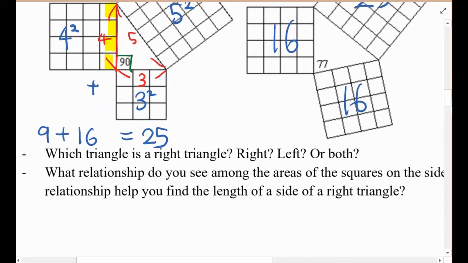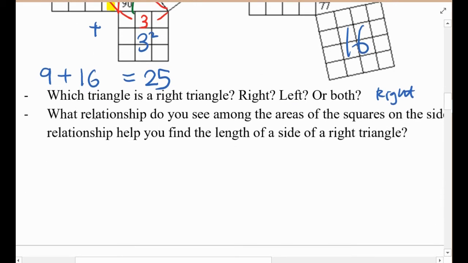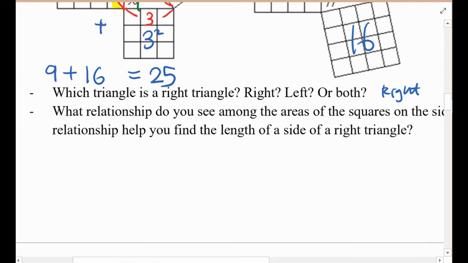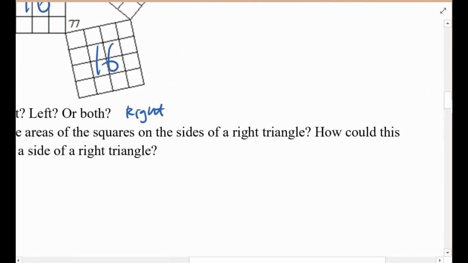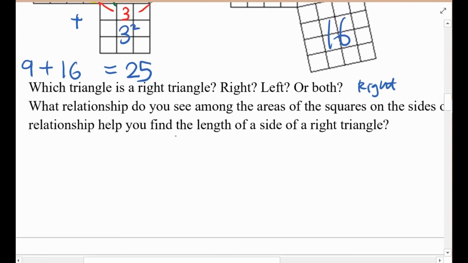Which triangle is a right triangle? Right or left? Right. The right one is the right triangle. What relationship do you see among the areas of the squares on the sides of the right triangle? So how could this relationship help you find the length of a side of a right triangle?